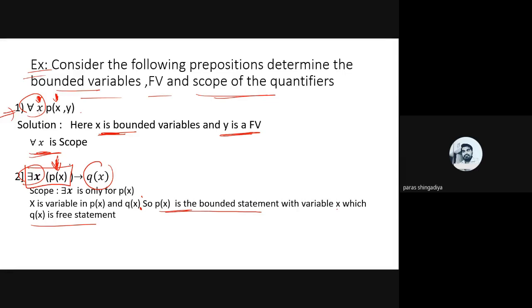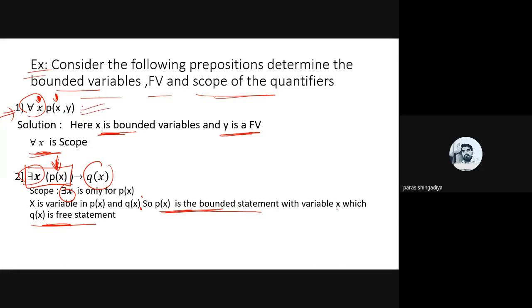So first we apply x to the P of x. Clear? So in this case P of x will be the bounded statement, and Q of x is the free statement. And we can say there exists x, P of x is the scope. Clear for this case? So it is a simple definition of free, bounded and scope of the quantifier, and that type of question asks for 1 mark only.